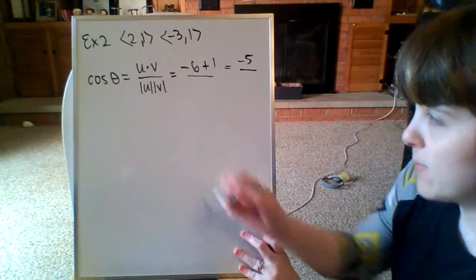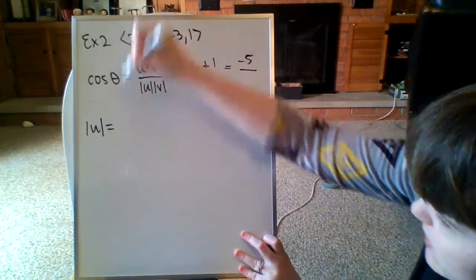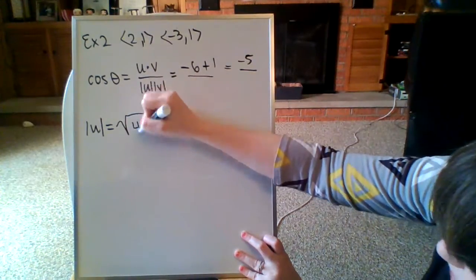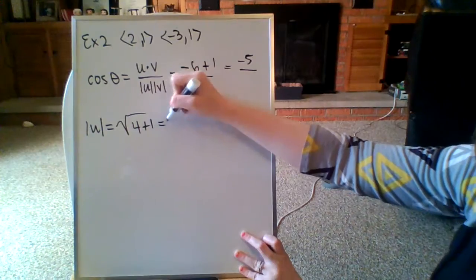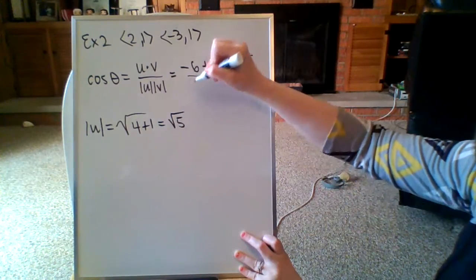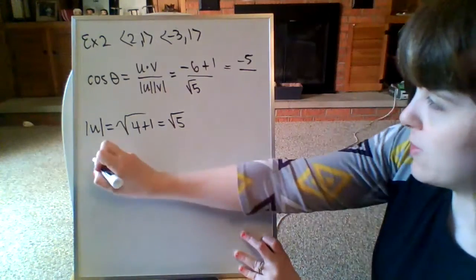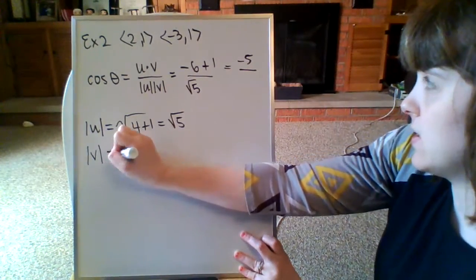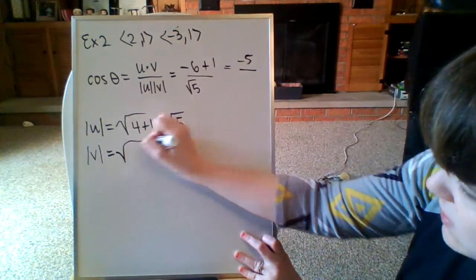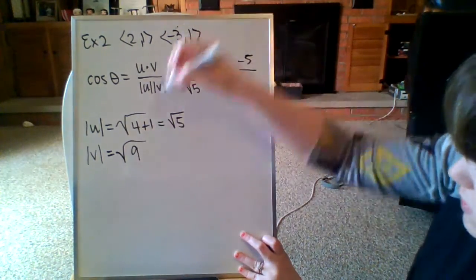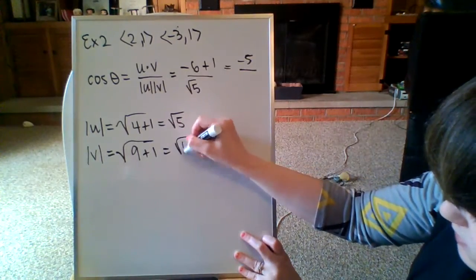Alright, so now the magnitude of u, we have 2 squared is 4, and 1 squared is 1. So that's going to equal the square root of 5. Okay. Now for the magnitude of v, -3 squared is 9. And 1 squared is 1. So this is going to equal square root 10.